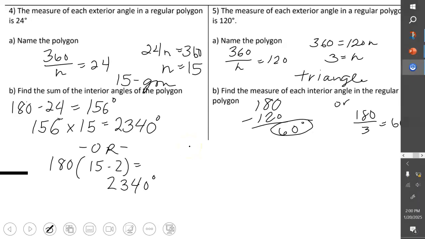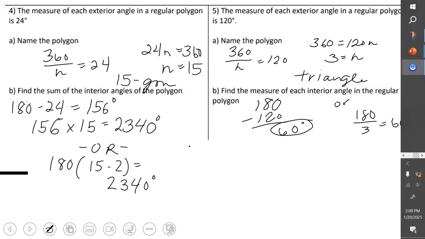Okay, for these ones I was given the measure of the exterior angle in a regular polygon. Since I know that it has to add up to 360, I did 360 divided by n, has to be 24. And then I solve for n, so n is 15, which means that this is a 15-gon. We don't have a special name for a 15-gon, we just call it a 15-gon.